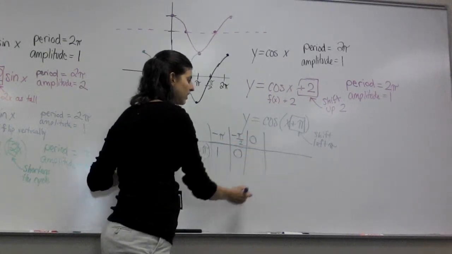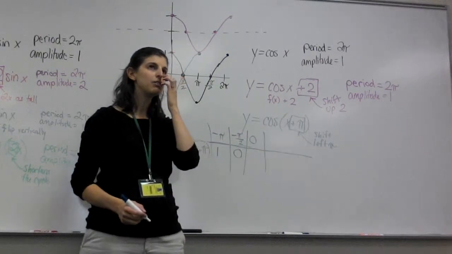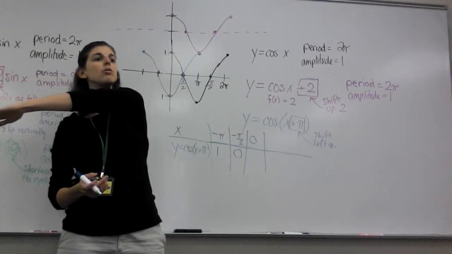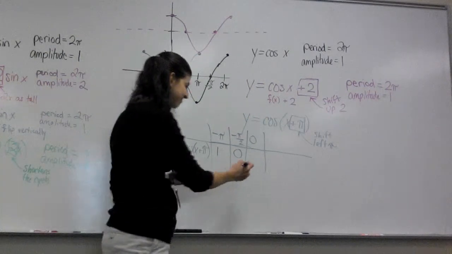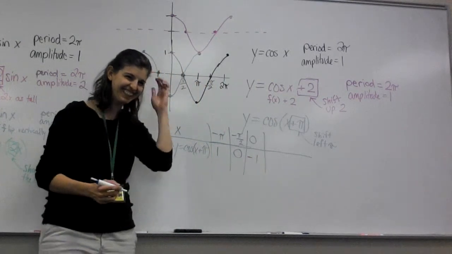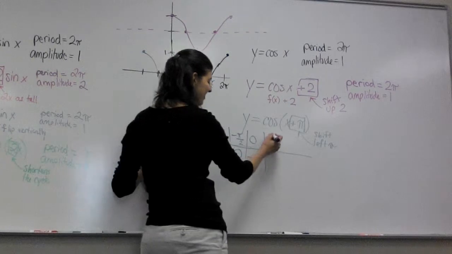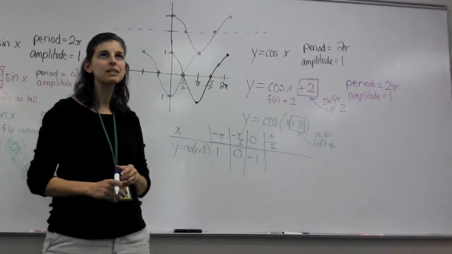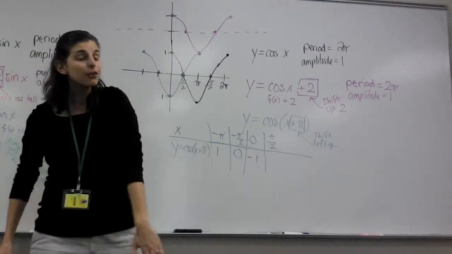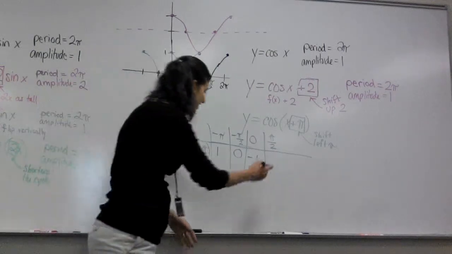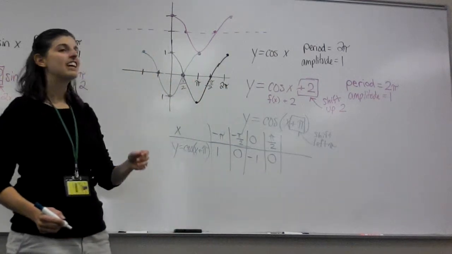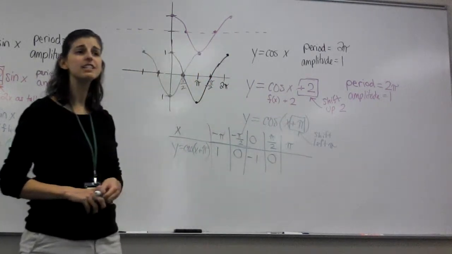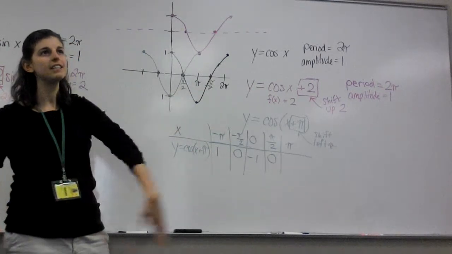At 0, cosine of 0 plus pi: 0 plus pi gives me pi. Cosine of pi is negative 1. If you plug in pi over 2, cosine of pi over 2 plus pi: pi over 2 plus pi gives me 3 pi over 2. Cosine of 3 pi over 2 is 0. If I plug in pi, I get cosine of pi plus pi, which is cosine of 2 pi. Cosine of 2 pi is 1.